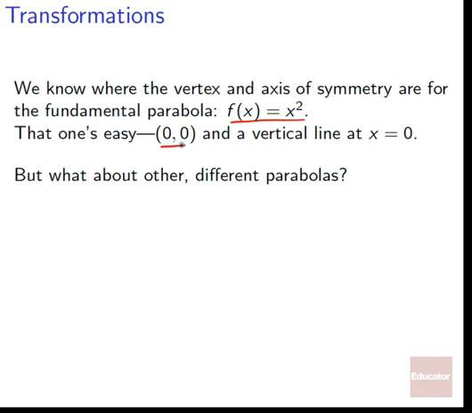The vertex is at 0, 0, we just saw that, and the axis of symmetry will be a vertical line, x equals 0. Real quick tangent, why is it called x equals 0? Why does that give us a vertical line? Well, remember, one way to think of a graph is all of the solutions that are possible, all the things that would be true. Well, if we've got x equals 0 here, all that means is every point on this graph where the x component is 0.